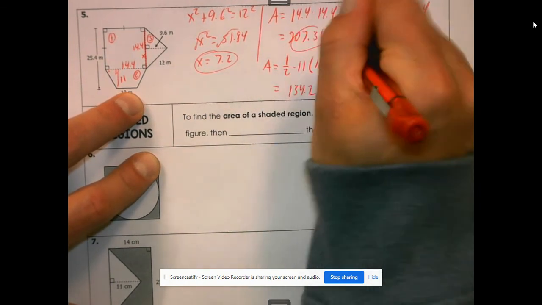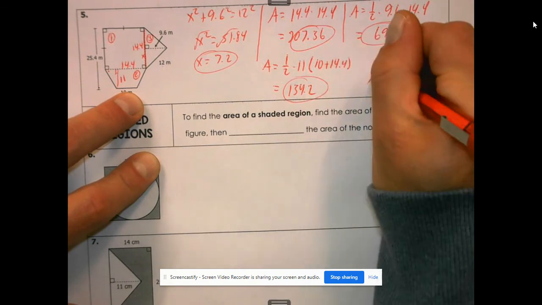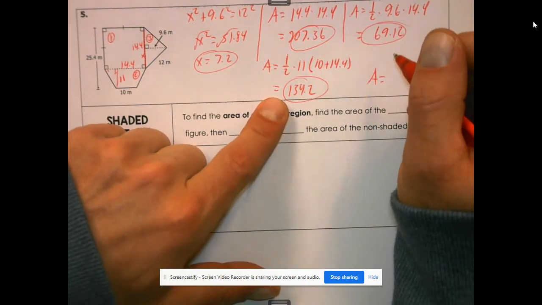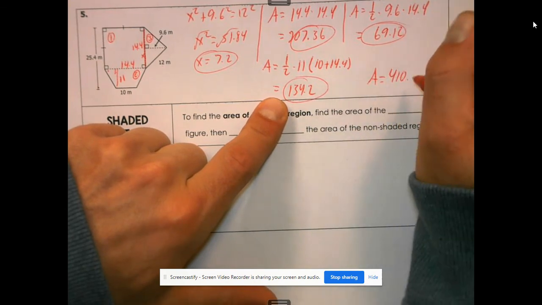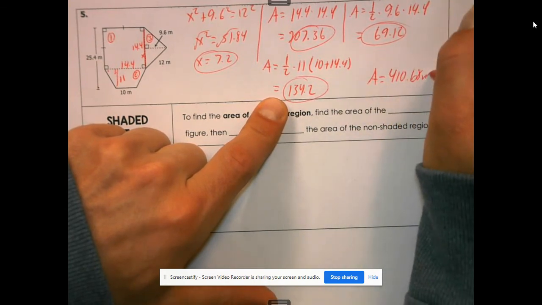And then the 3 areas, you got to add them all up. So total area for this 3-figure composite figure is 410.68 square meters.